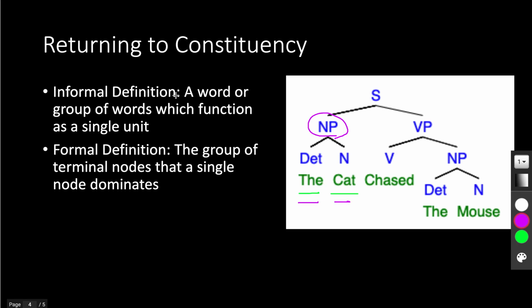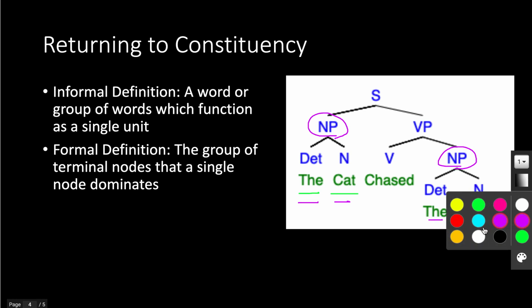So we took our informal notion and we can now formalize it. The same thing is true if we pick this single node: the terminal nodes that it dominates are the and mouse. And let's choose a different color here. One of the things we also notice is this idea of hierarchical structure, that constituents can be nested. And this formal definition captures that as well.